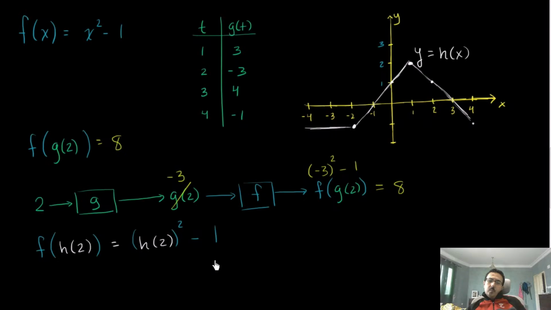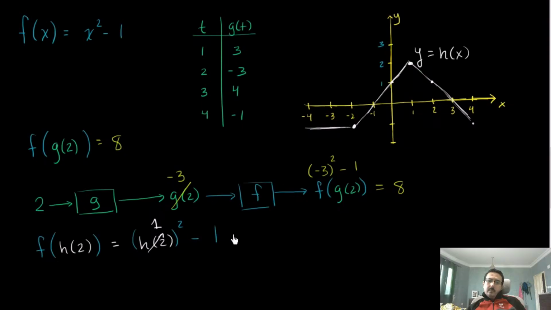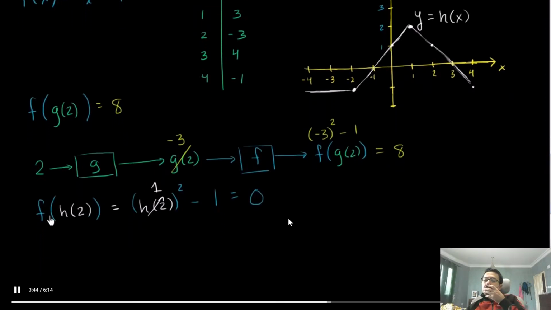Now what is h of 2? When x is equal to 2, h of 2 is 1. So since h of 2 is equal to 1, this simplifies to 1 squared minus 1. Well, that's just going to be 1 minus 1, which is equal to 0. And we could have done it with the diagram way. We could have said, hey, we're going to input 2 into h.